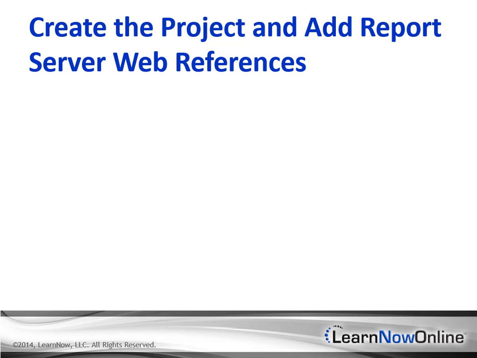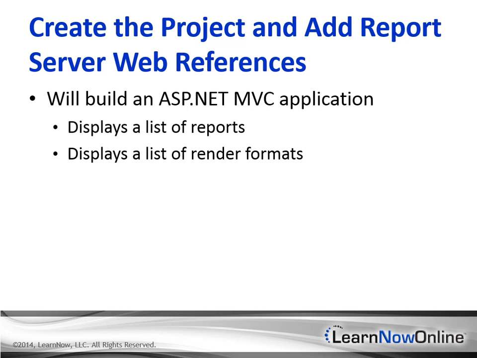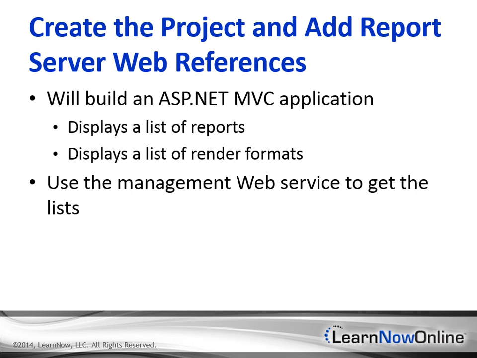Over the course of this and several videos, I'm going to be building a sample application that uses both the management and execution web services in order to access the report server and execute a report. Now, the application that I'm going to build is an ASP.NET MVC page, and it displays a list of reports that the user can choose from, as well as the list of render formats that they can use to export the report, including HTML. So the page is going to use the report server web service to retrieve the list of reports and formats for the user to select from.